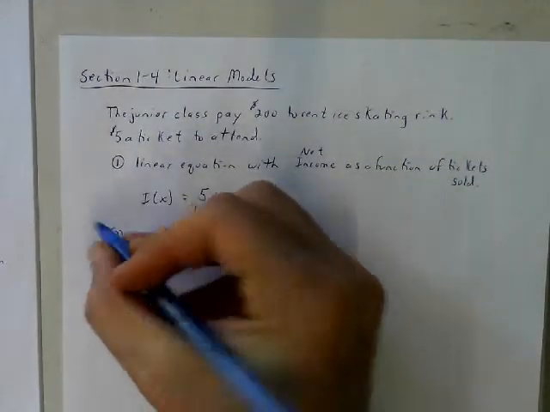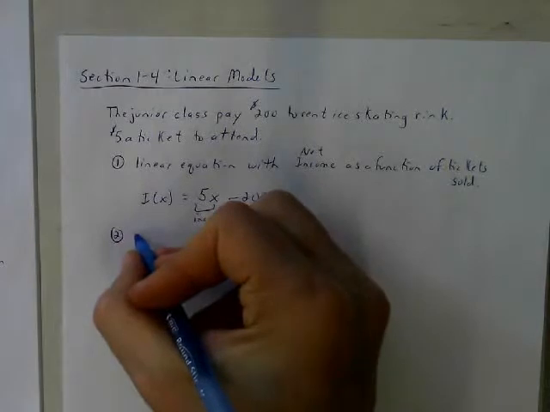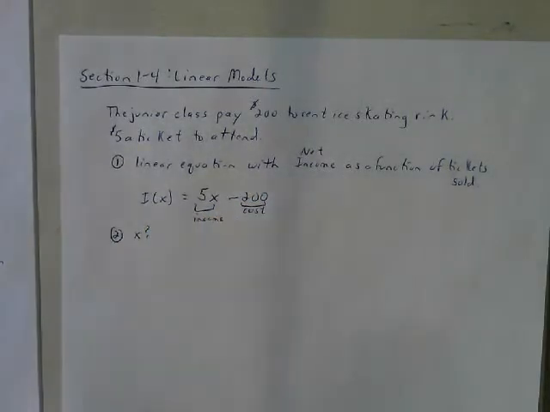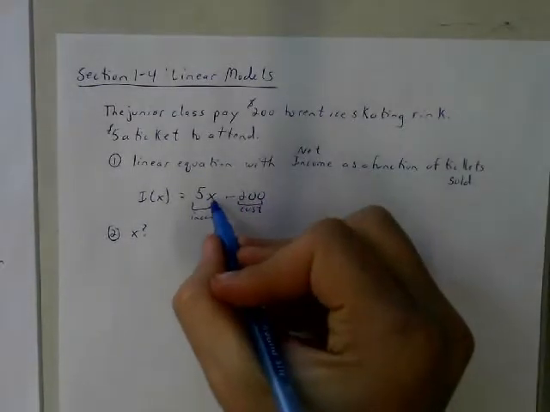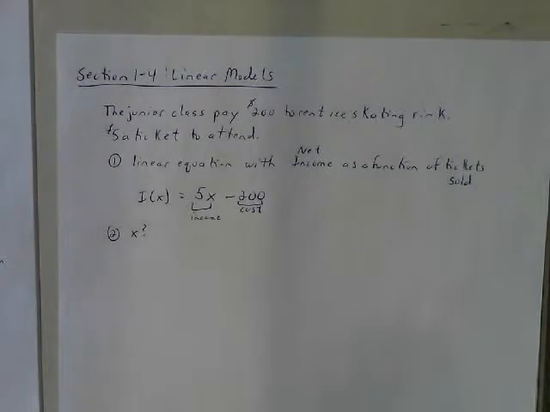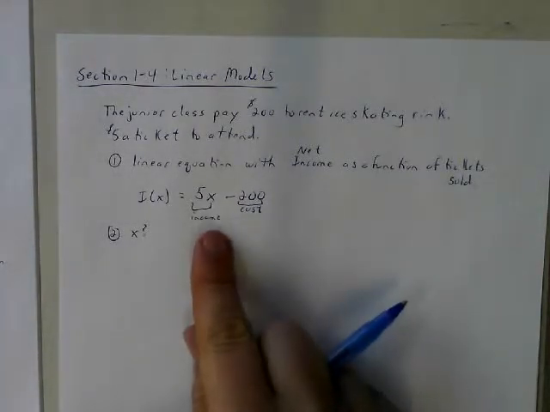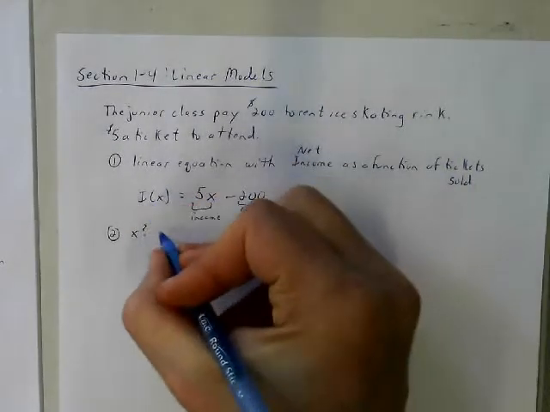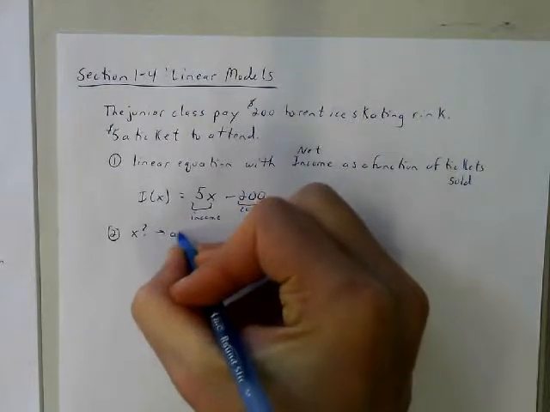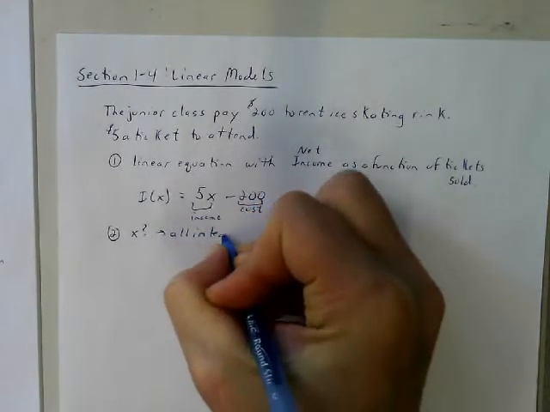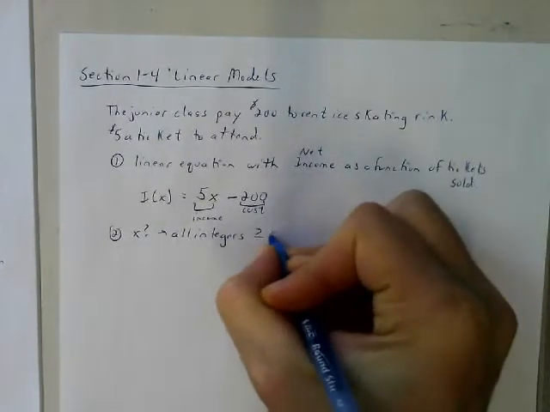Next question. What can x be? So what is the domain of x? The domain of x has to be positive because we can't have negative tickets. And secondly, it would be integer values only because we can't have half a ticket. So these would be all integers greater than or equal to 0.